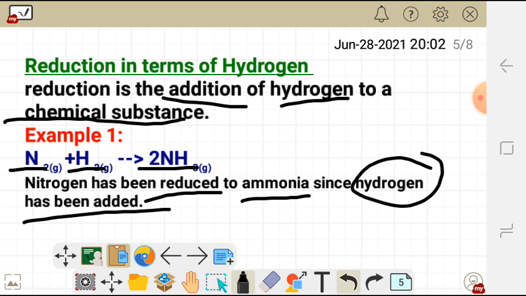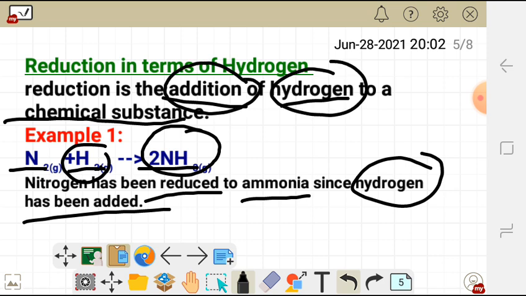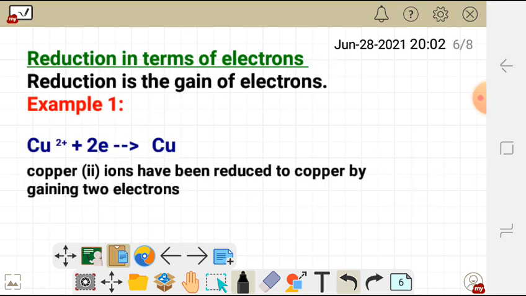Here it was nitrogen and hydrogen, but now it is nitrogen and hydrogen combined to form ammonia. So we can conclude that hydrogen has been added to nitrogen. Since reduction is the addition of hydrogen, we can say nitrogen has been reduced to ammonia. Let's also have another example here.